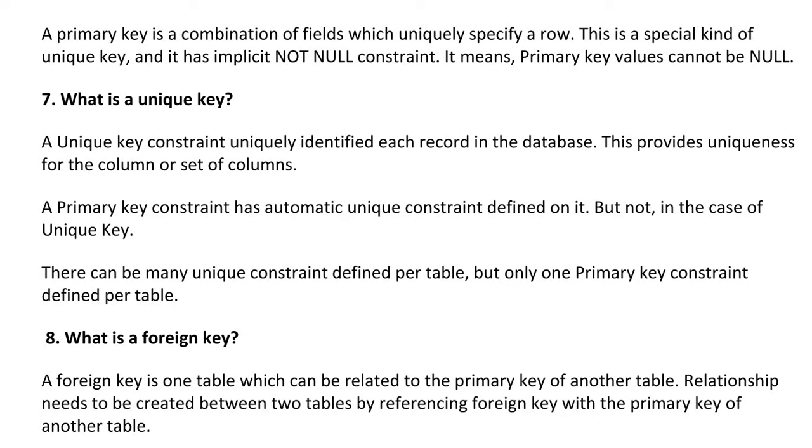Next question is, what is a unique key? A unique key constraint uniquely identifies each record in the database. This provides uniqueness for the column or the set of columns. A primary key constraint has an automatic unique constraint defined on it, but not in the case of a unique key. There can be many unique constraints defined per table, but only one primary key constraint defined per table.